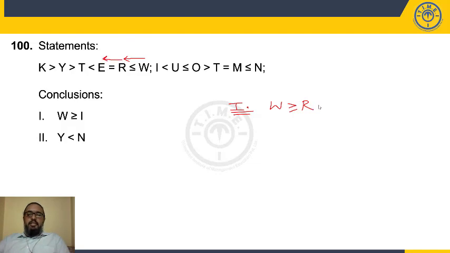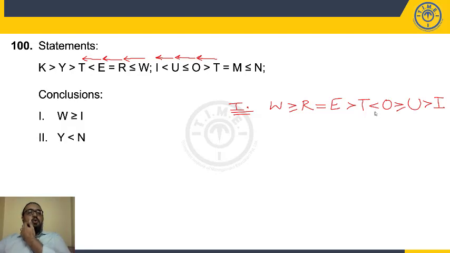Now equal to will remain as equal to even if you reverse. So I'll keep it as it is. Now do I have E in the second part? No. Now again from E, I go to T. Now less than will become greater than t. Now do I have t in the second part? Yes, I do have t in the second part. Now again from t, I go in the reverse. So when I go in the reverse, greater than will become less than o. Then again from o to u, less than or equal to will become greater than or equal to u because you are reversing it. We are moving in the backward direction. Now from u to I, again less than will become greater than I. So from W to I, this is what you are going to get.